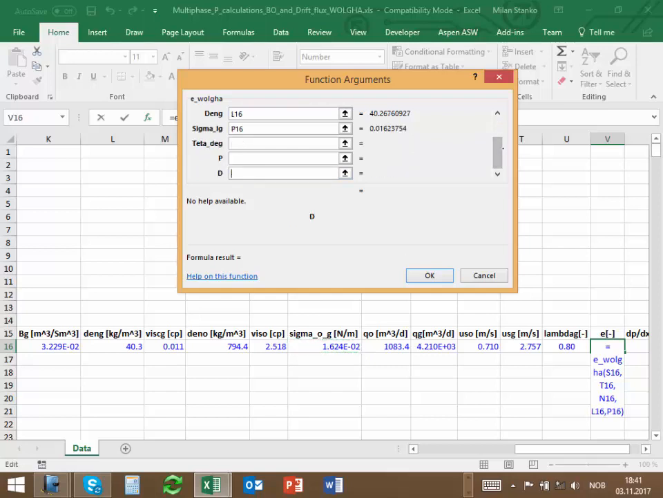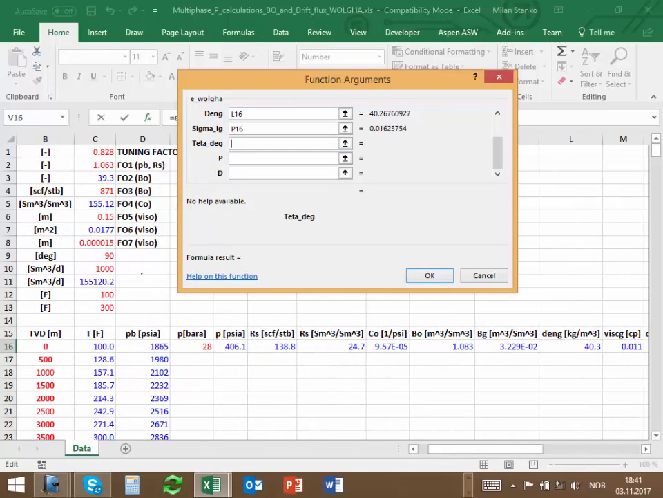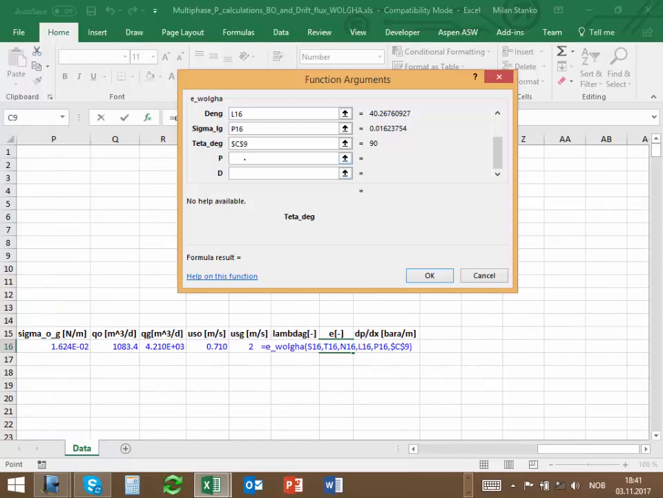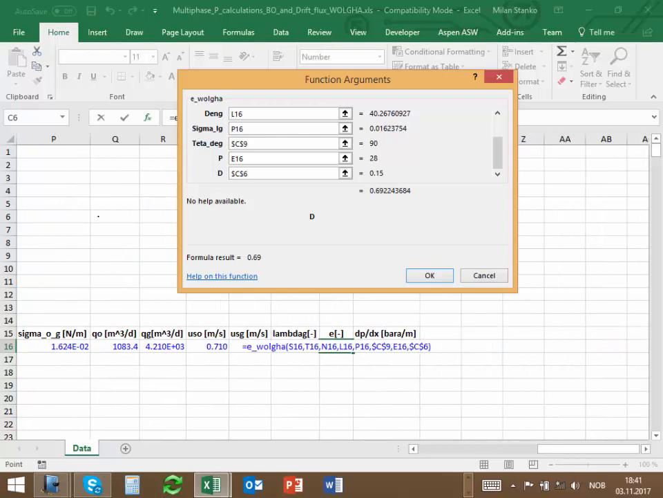What else do we need? We need the angle of the pipe, and the angle is in C9. We block it. Then pressure of the system. The pressure is all the way to the left. I have it here. And the diameter. Okay, be careful. There are too many parameters. It's very easy to make a mistake. And I freeze the diameter.